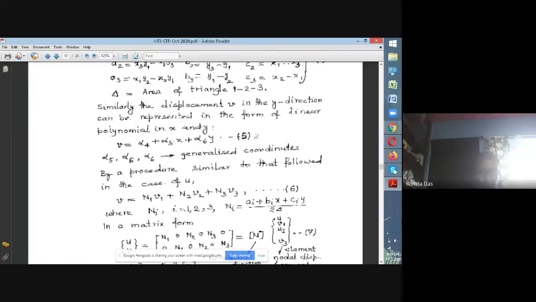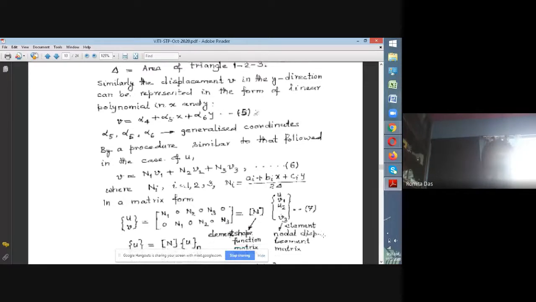And fortunately, the form of these functions is the same as in the case of U. So that's the beauty, and the constants involved in the expression of U are the same as in the case of V. And finally, you see that the displacement UV at any point within the element or on its boundary is given in this form.